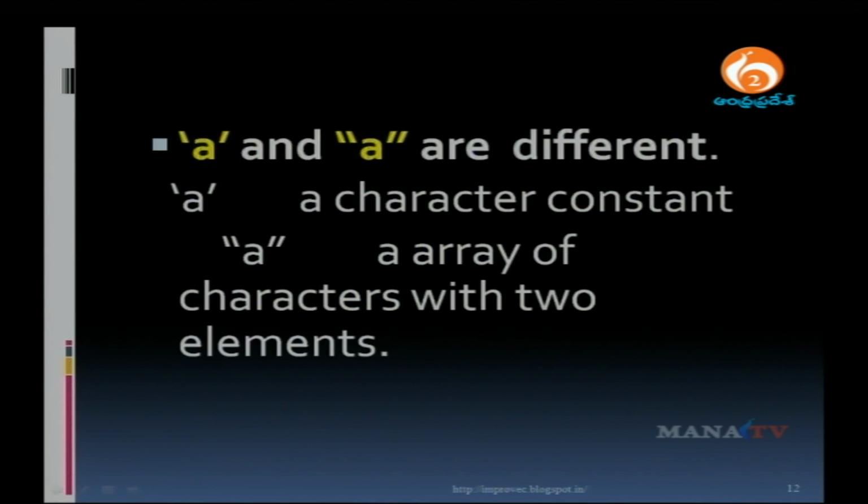Another point here: 'A' within single quotes and "A" within double quotes are both different. Single quotes 'A' is a character constant, whereas double quotes "A" is a string with two elements. How can you say it is two elements? We know that for a string, \0 is also stored. So 'A' plus \0, total two elements.